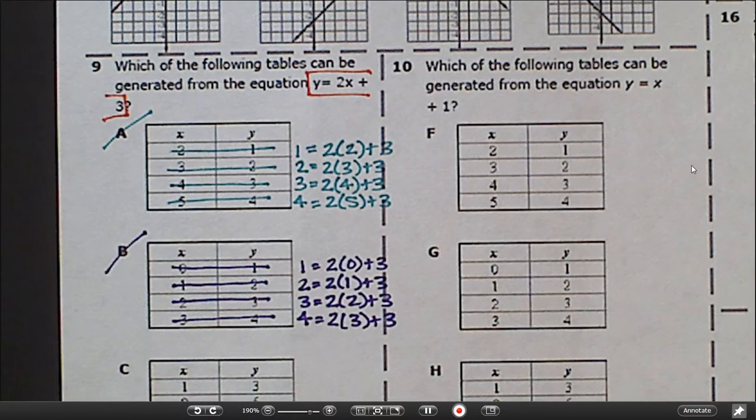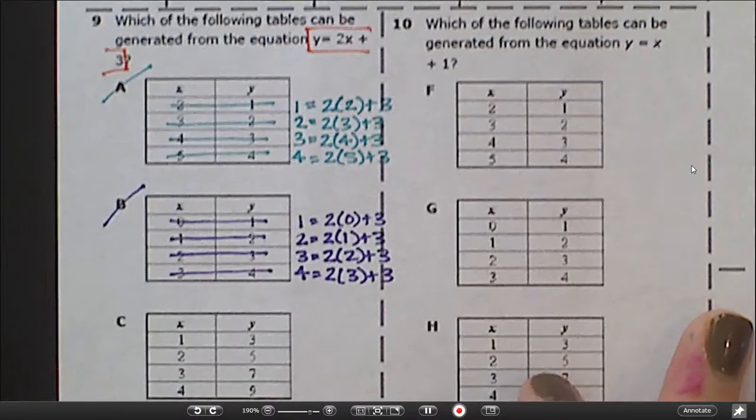Remember to pause whenever you need to so that you can get caught up or rewind so that you can hear something that didn't quite make sense.